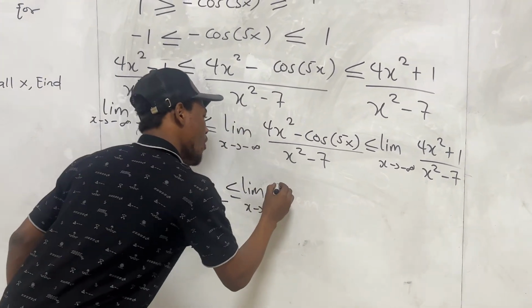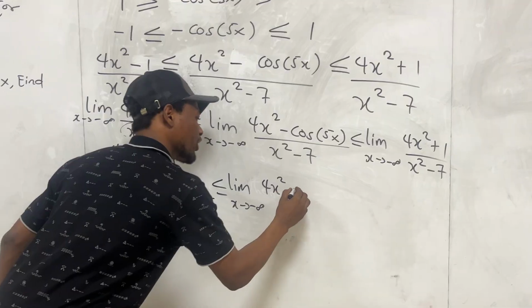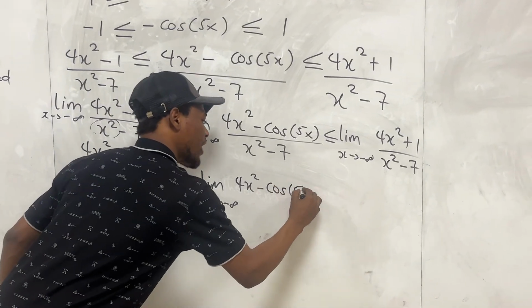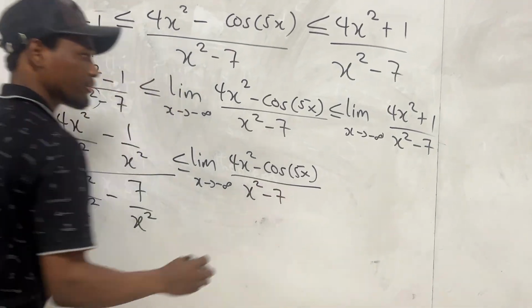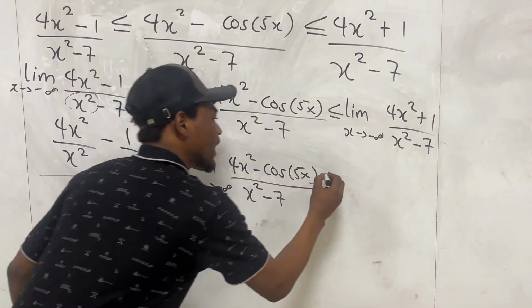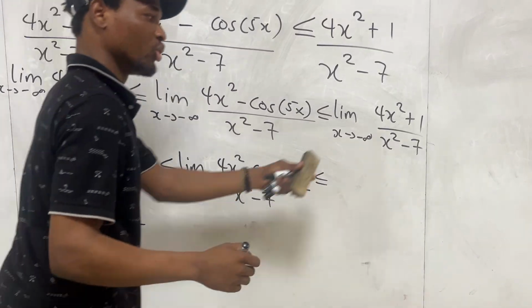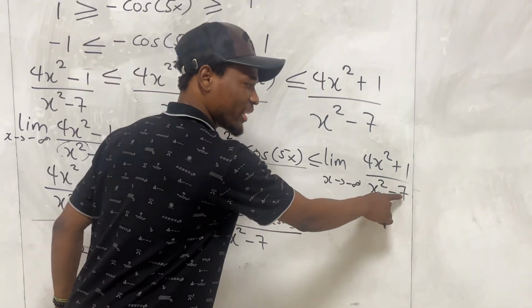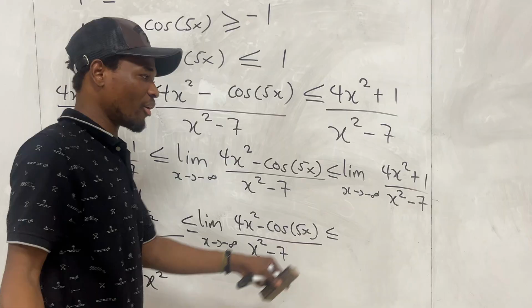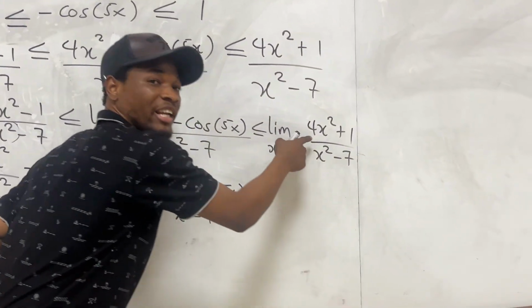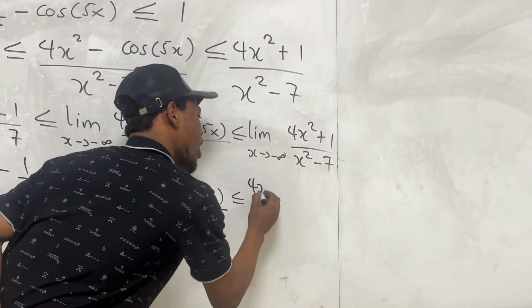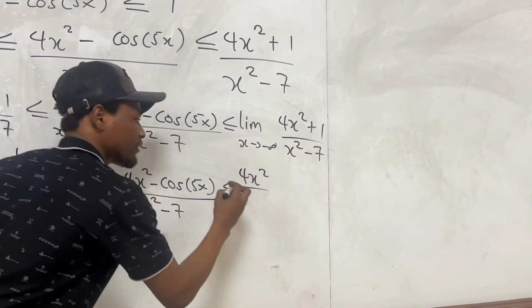Then we have 4x squared minus cos 5x, then all over x squared minus 7. Then less than or equal to, you do the same. So x squared and 7. The highest degree of the denominator is x squared. So when you consider the numerator part, you have 4x squared dividing what?